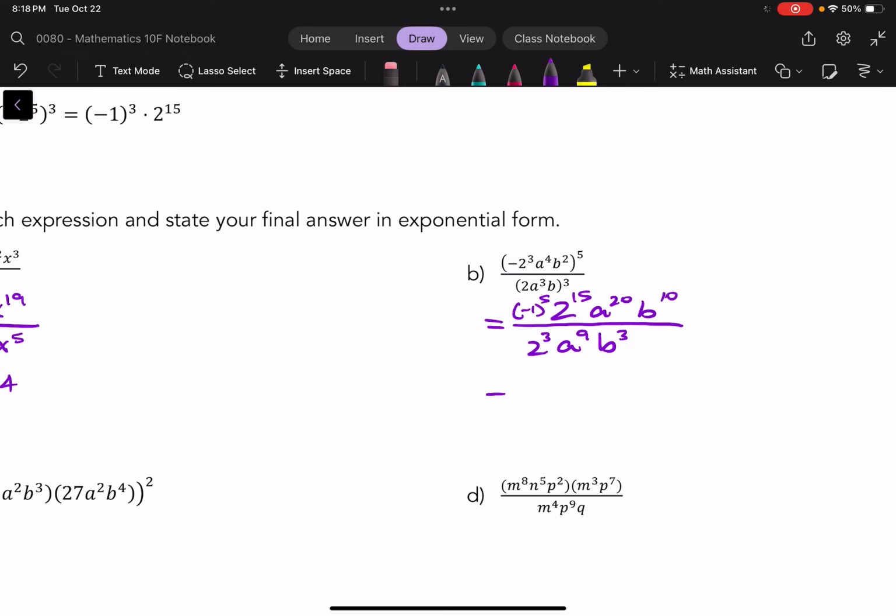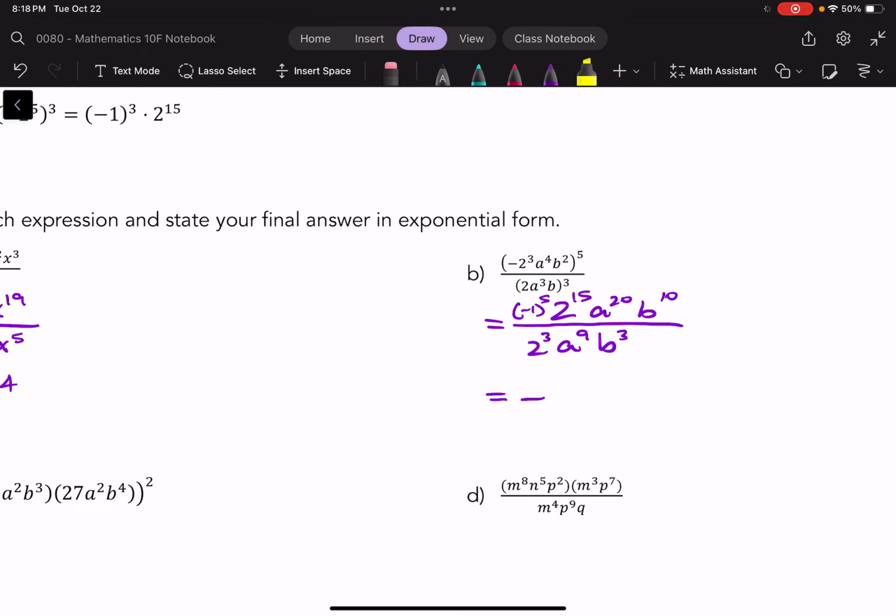I've done everything I can in the numerator. I've done everything I can in the denominator. Last thing to do will be to apply the power rules to each one of these quotients. Overall, this whole thing's going to be negative because -1 to the power of 5 is negative. And that's kind of why we keep that negative on its own. So a big old negative marker.